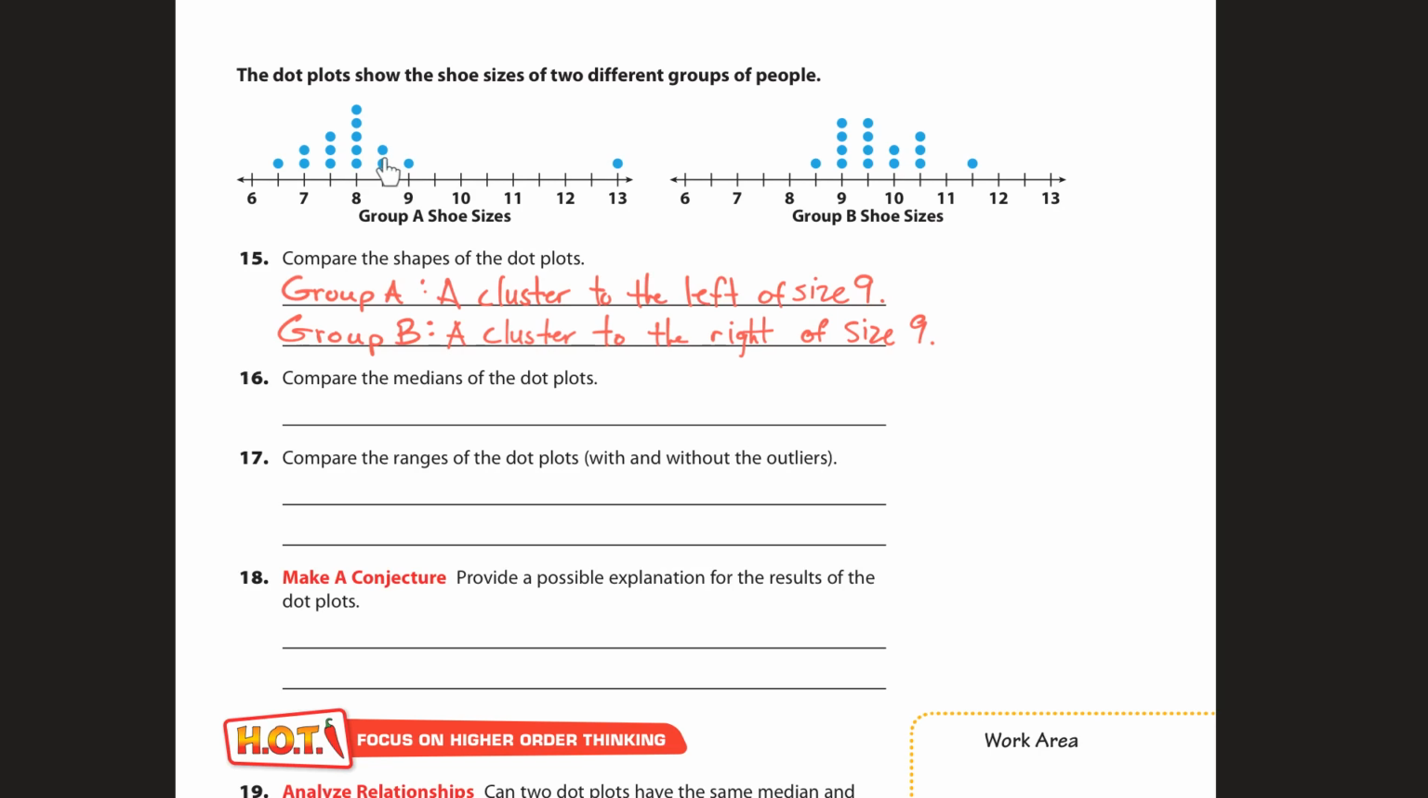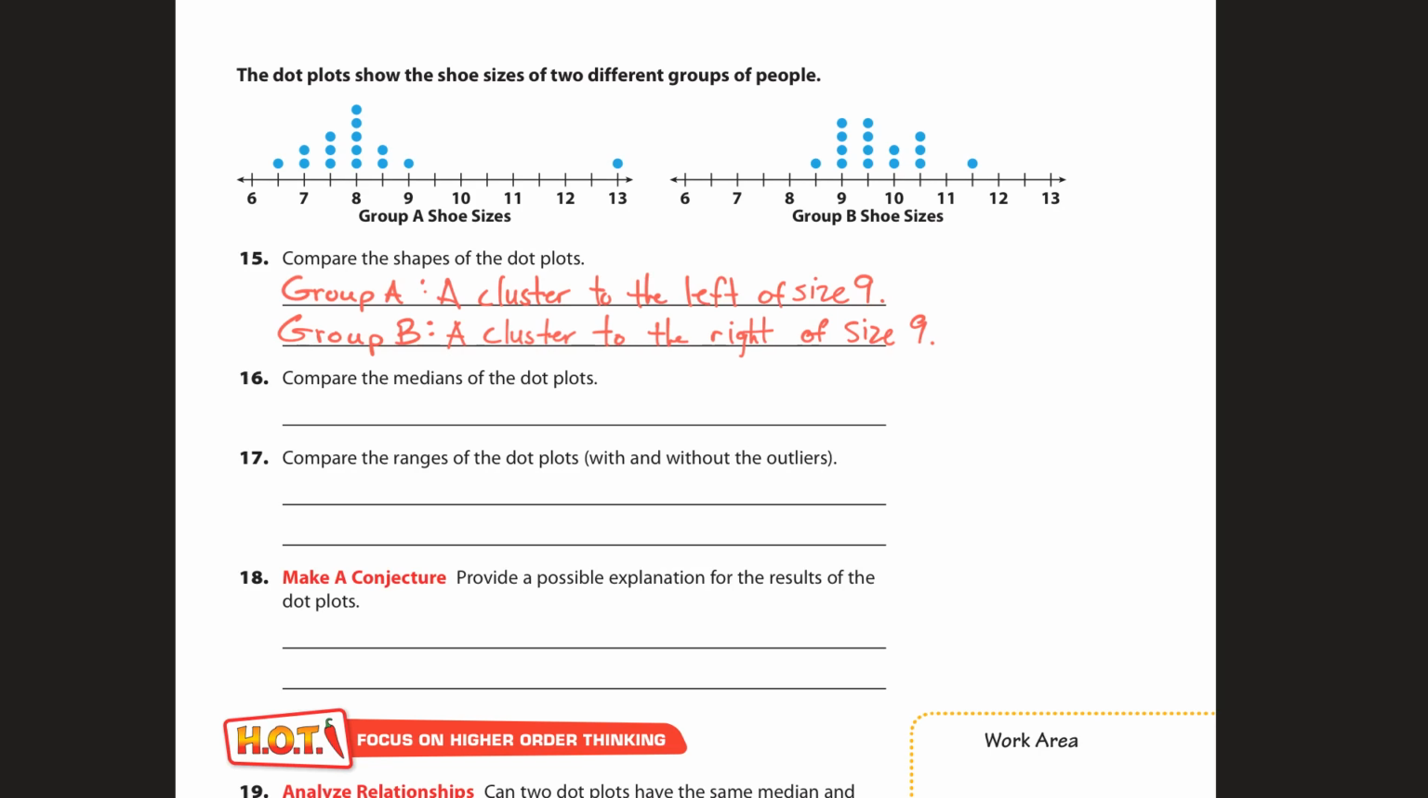They're talking about 1, 2, 3, 4, 5, 6, 7, 8, 9, 10. There's 10 right there. So easily 9. And then here for group B, a cluster to the right of size 9. So we have at least 9 clustering to the right here. And it's just kind of a general shape. Where are the dots? Describe the positions of the dots.